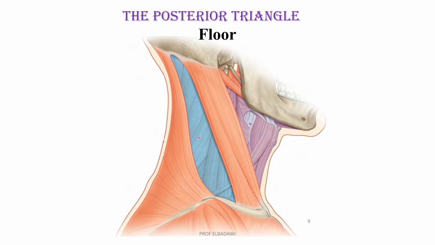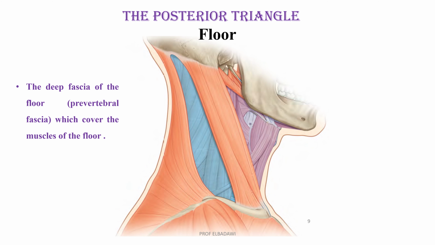Now that is another diagram showing the floor of the posterior triangle. That one in light blue is the prevertebral fascia. We said there are three types of fascia. That is the prevertebral fascia, which covers or forms the floor of both triangles, as you can see here. You can see also the shadow of the muscles, which are deep to the fascia of the floor. Between the fascia and the muscles will be the other contents of the triangle. So that is the deep fascia over here, the prevertebral.